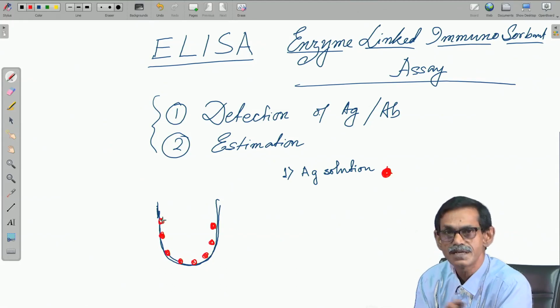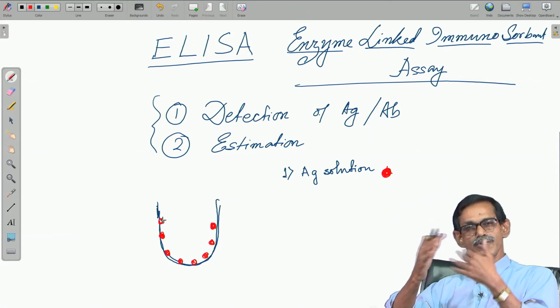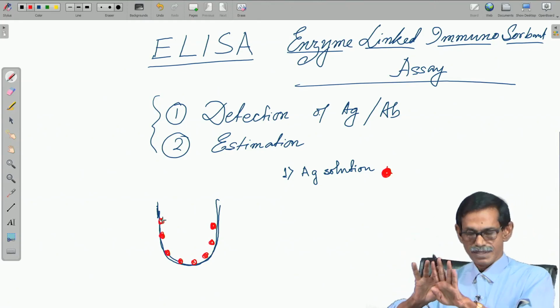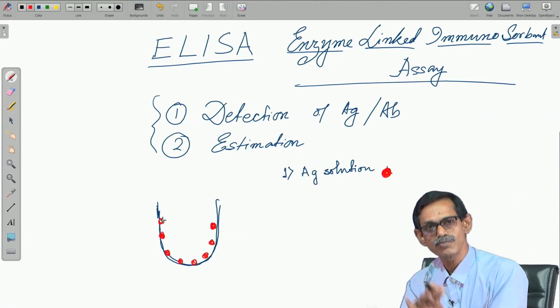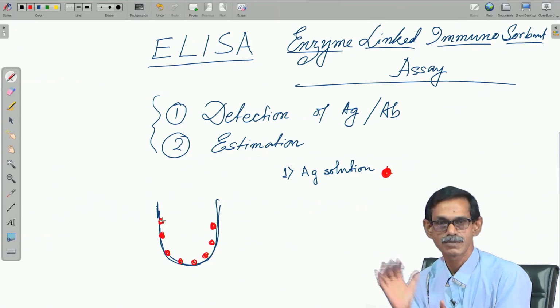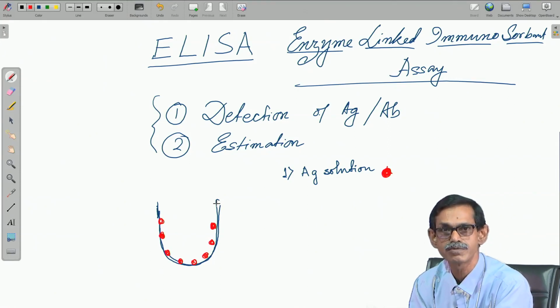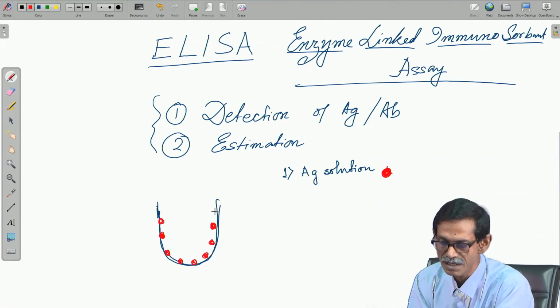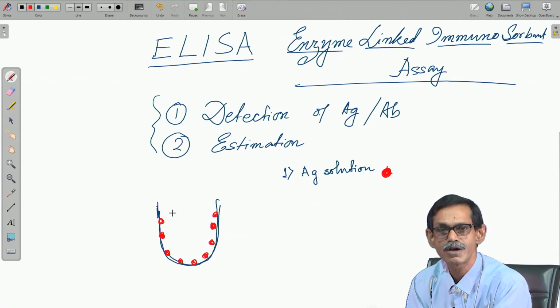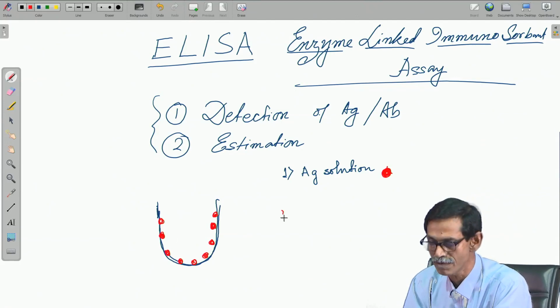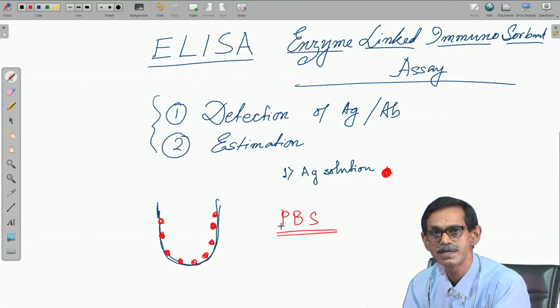Every step I am not going to repeat, because I am not going to discuss the total technique, like how exactly it works, what the problem is. I will just tell you the principle. Every time we use any reagent, the next step is to wash it out, because the whole well was full of that solution. Some will attach here, but a lot of solution will be there. So you have to wash with phosphate buffered saline. Normally, we use PBS.